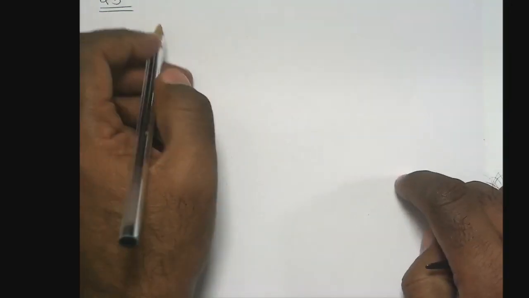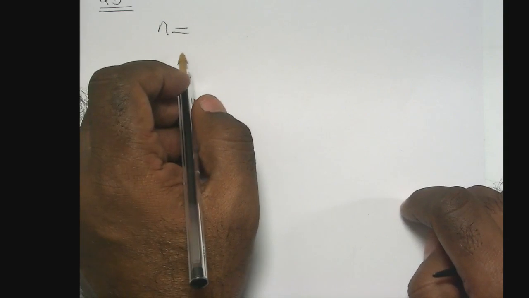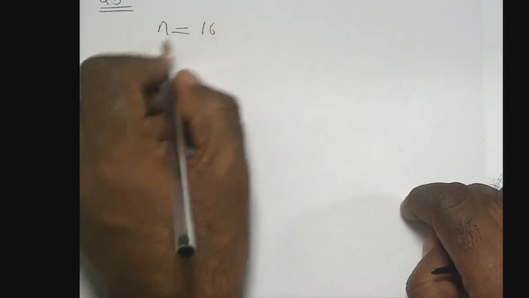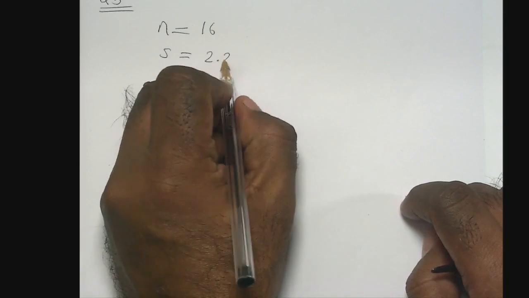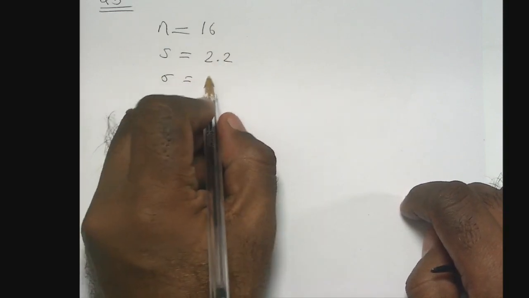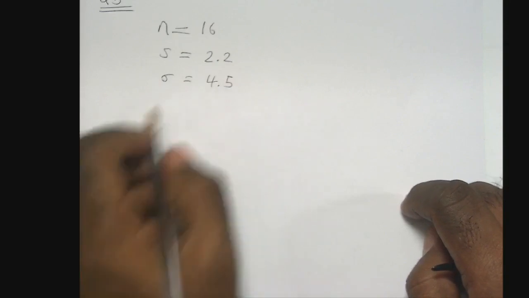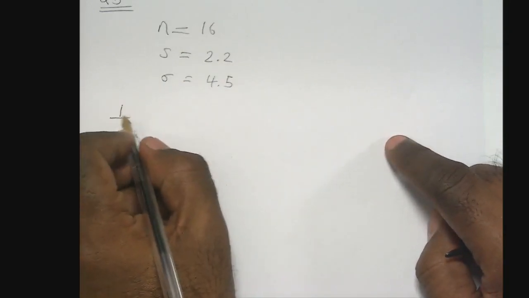Alright guys, this is question 5. Now question 5 says your n is what? What is the value for n in question 5? 16. And what is s? 2.2. And what is sigma? 4.5. Okay? Now equation 72.